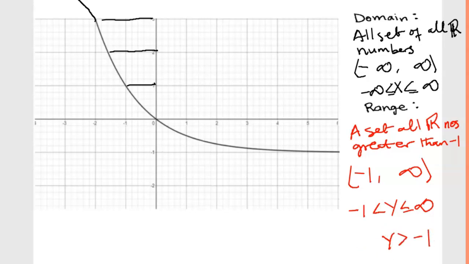I intend this video to address that. In our next video, we'll be looking at function and non-function from a table, from the function, and then from the graph.